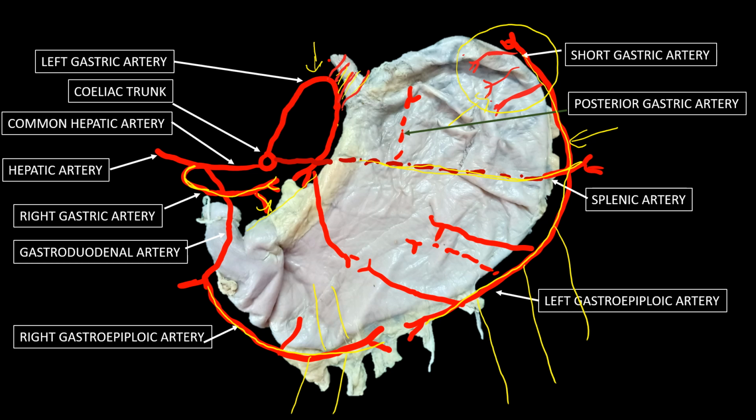Again, the splenic artery runs on the posterior side of the stomach in the gastrosplenic ligament. It gives a branch known as the left gastroepiploic artery. The left gastroepiploic artery gives a branch known as the short gastric artery also. And the left gastroepiploic artery anastomoses with the right gastroepiploic artery also.